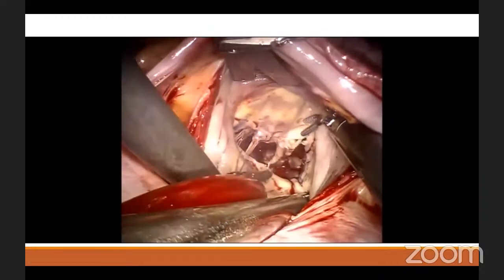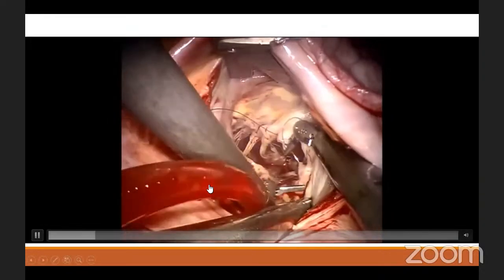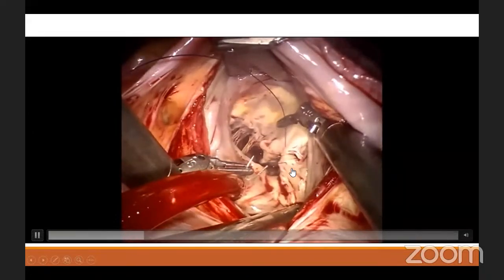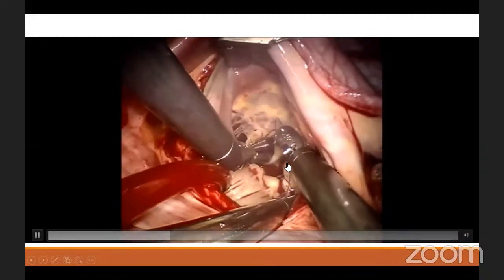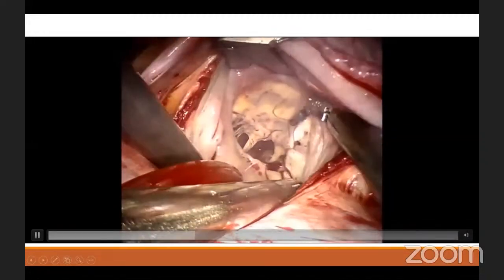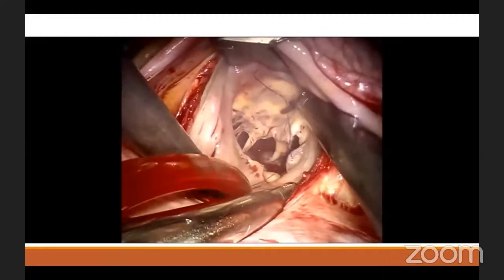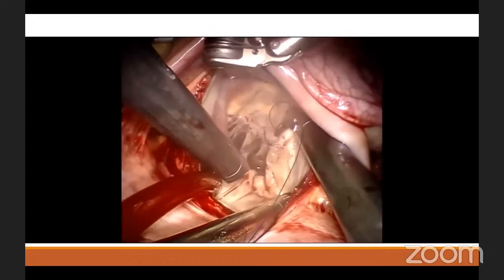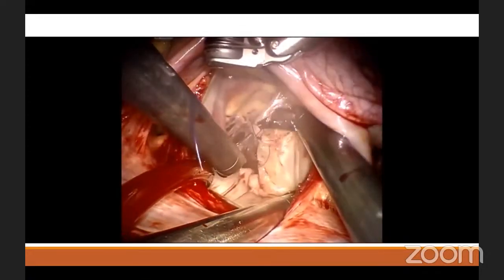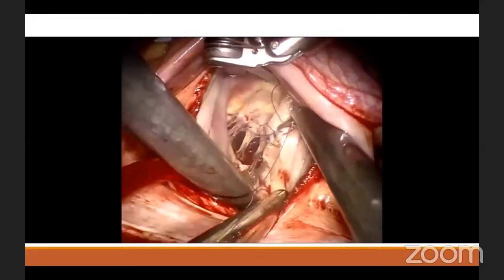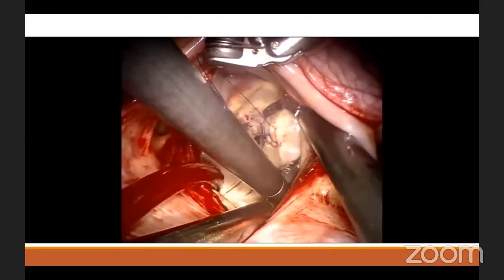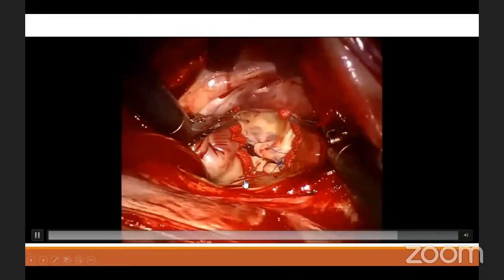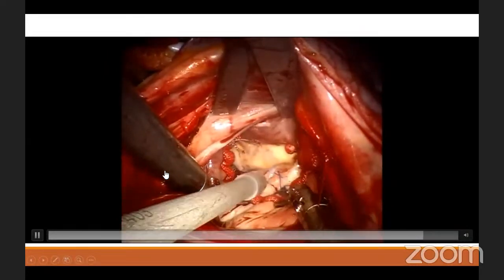As you can see here, interrupted or running sutures are both effective. Okay, the two commissures are sutured together. When performing a commissuroplasty, it was found that the valve area can be reduced up to one third without causing stenosis. And after that, the ring is placed and the valve is tested for regurgitation.